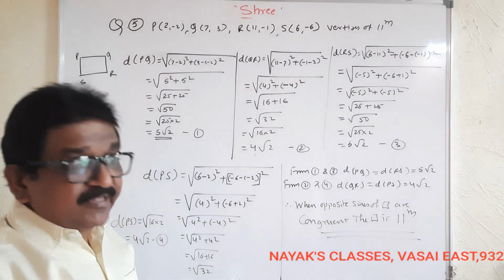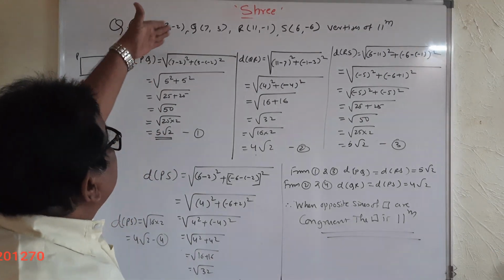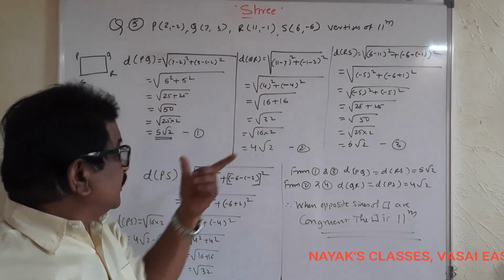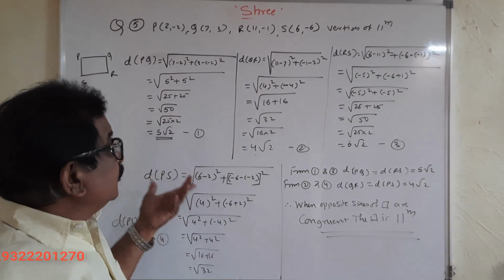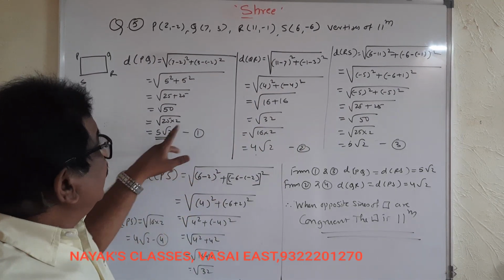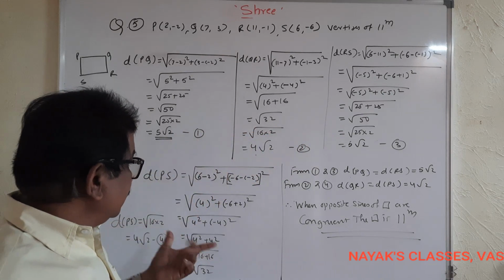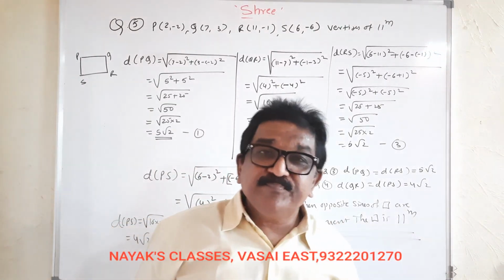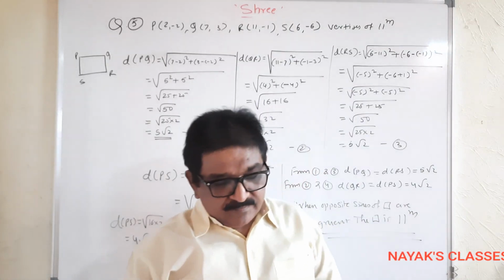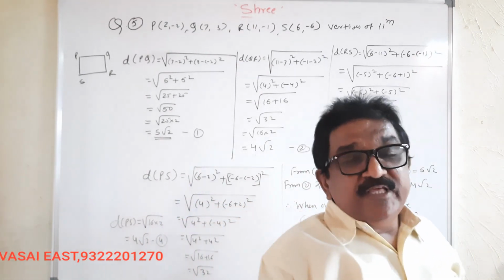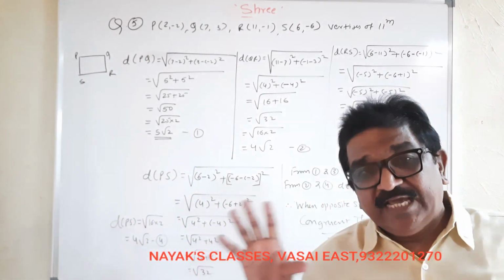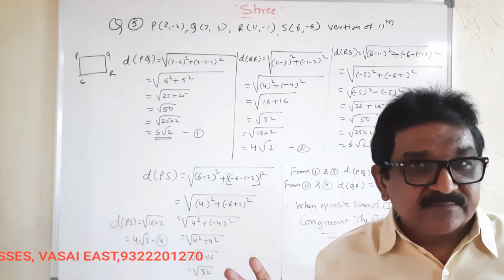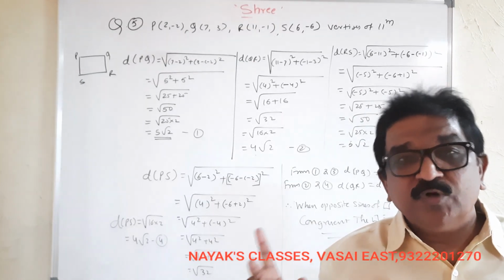Quick calculations and quick thinking will help you. PQRS, PQ, QR, RS and PS. We got 4 distances. From 1 and 3, opposite sides are congruent. From 2 and 4, opposite sides are congruent. So it is a parallelogram. Very simple. If you practice, these examples will come as it is. So you don't have to take any pains for calculations. Remember, these are painless examples to score marks.